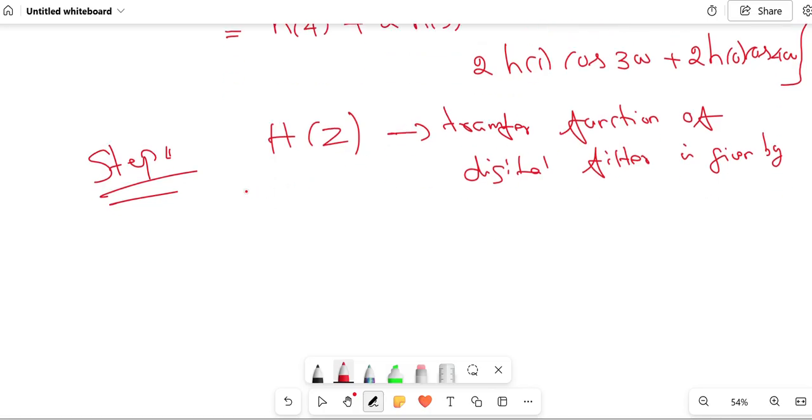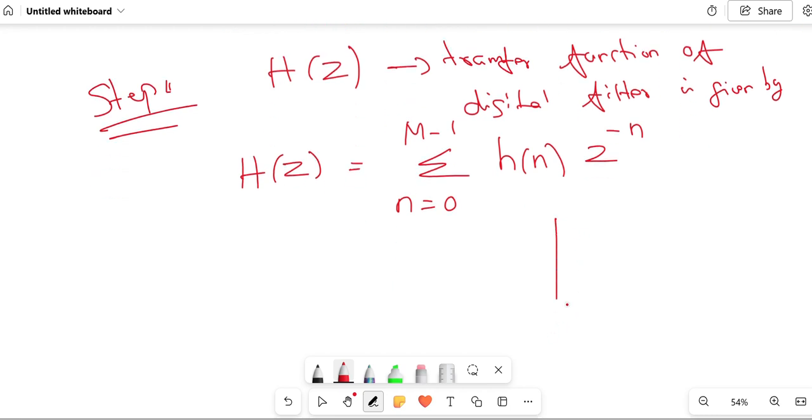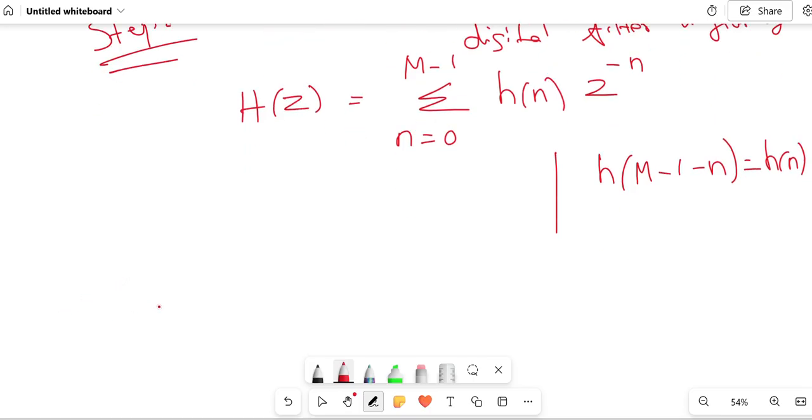So, H(z) is equal to the summation of n equal to 0 to M minus 1 of h(n) z to the power minus n. Here, h(M minus 1 minus n) is equal to h(n). Remember that. So this you can implement here.